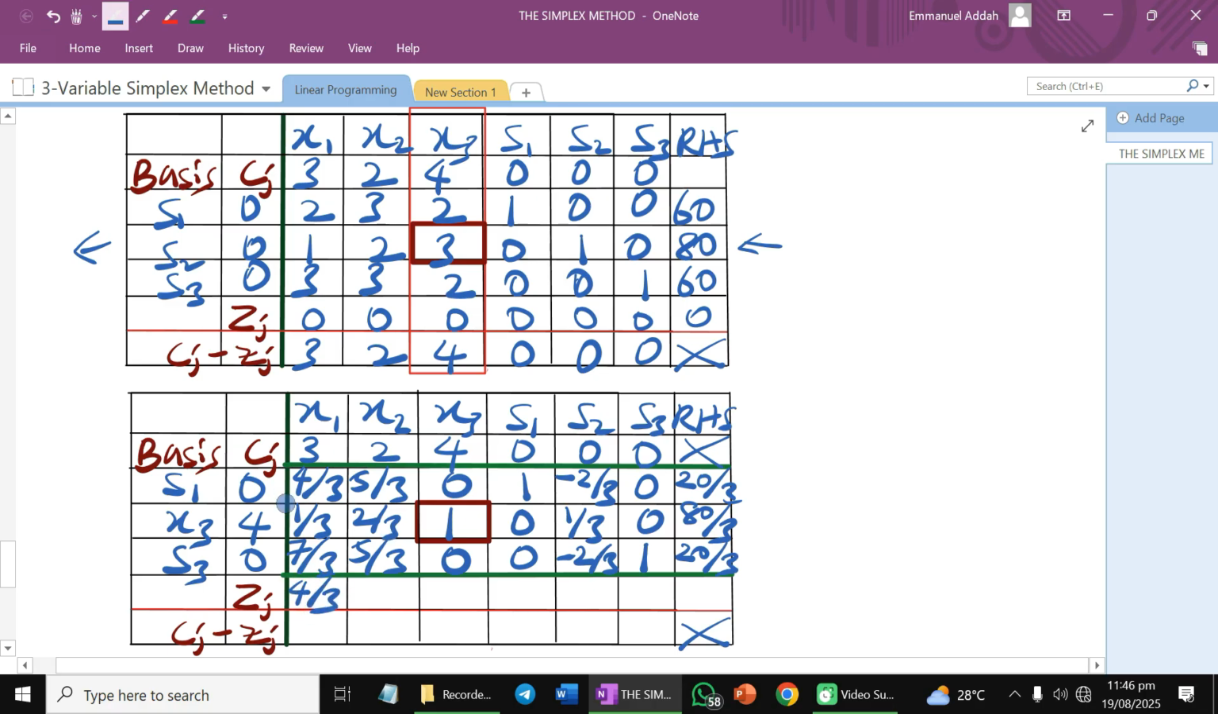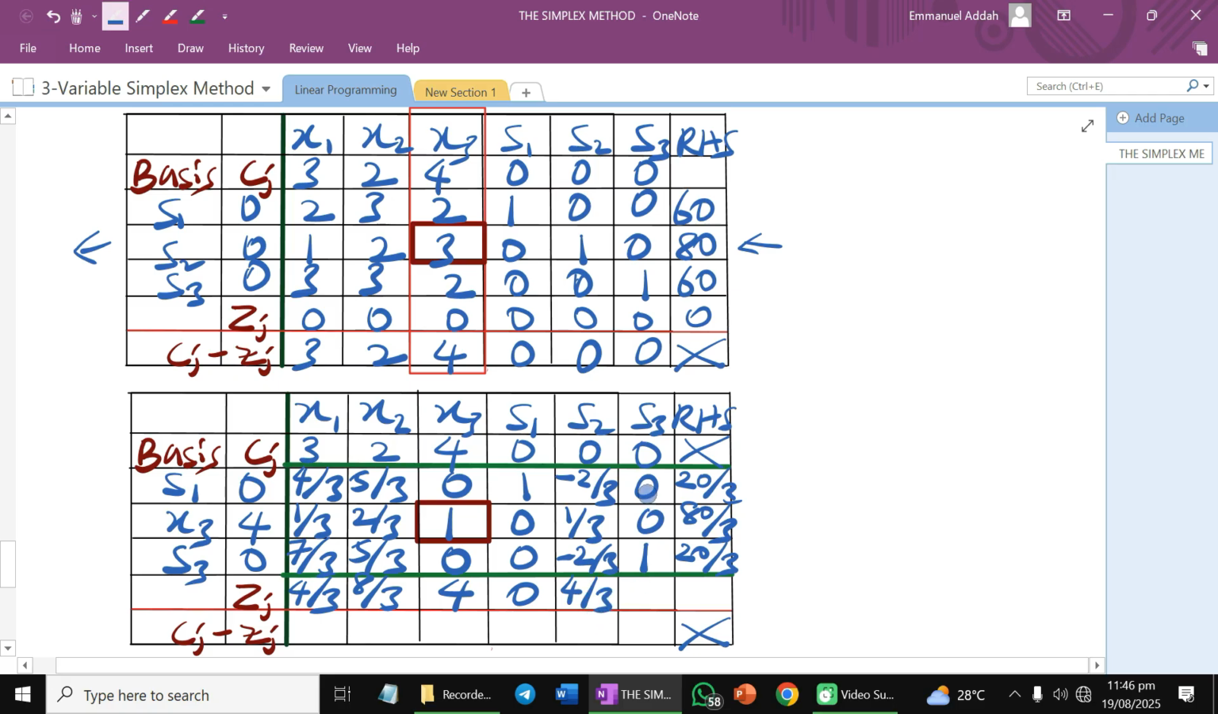You come here, this value will be 0, this value will be 0. We are left with 4 times 2 over 3, that will be 8 over 3. Then here, 0 times this is 0, this is 1, so we are left with 4. Next, everything here is 0. Then 0 times this is 0, and we are left with 4 times 1 over 3, which is 4 over 3.